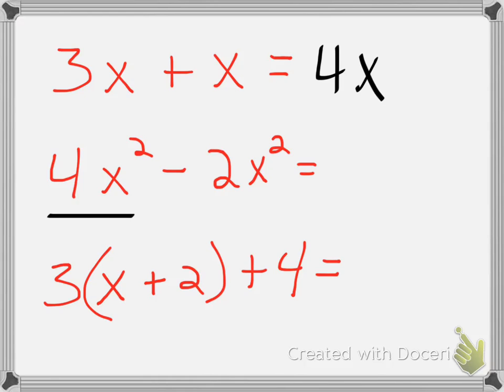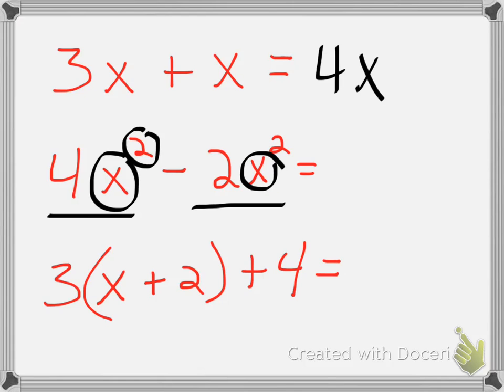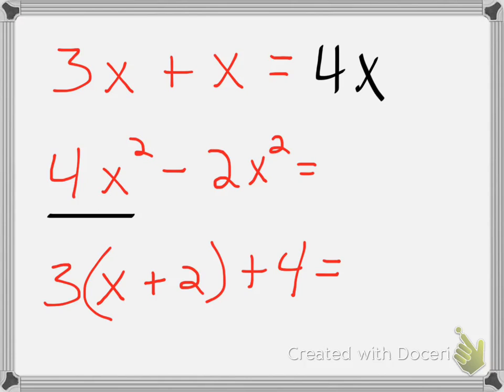Okay, here's another one. 4x squared minus 2x squared. Do they have the same variable? Yes. Do they have the same power? Yes. So we can add and subtract them. What's 4 minus 2? 4 minus 2 is 2x squared. That's all there is to it.